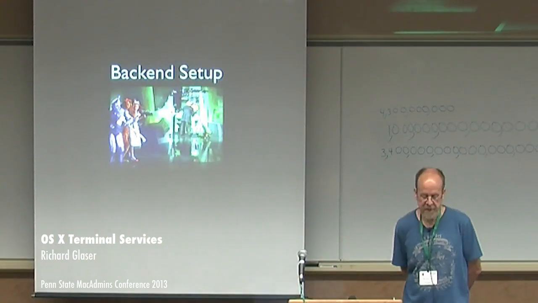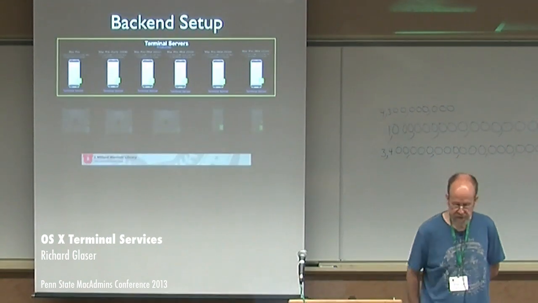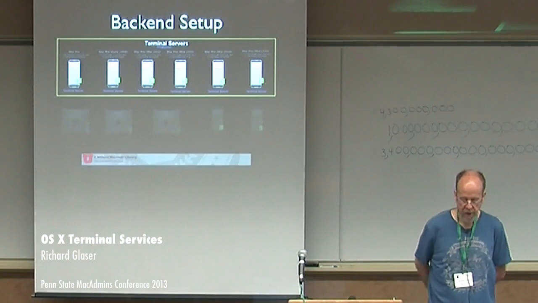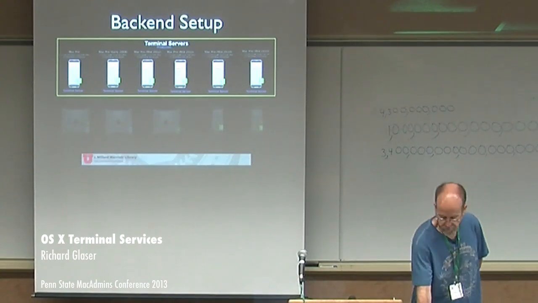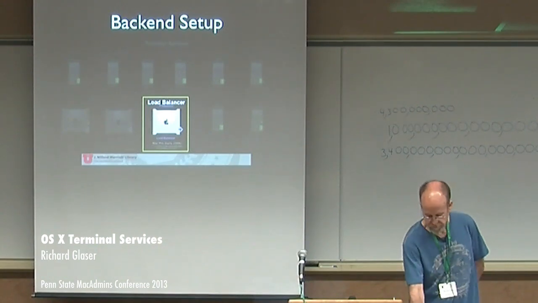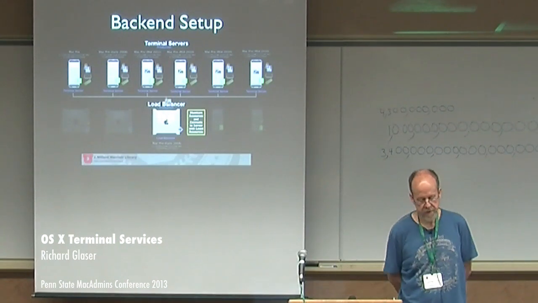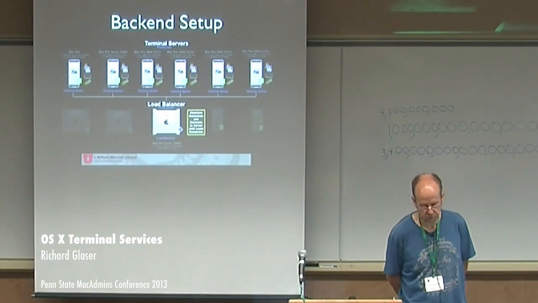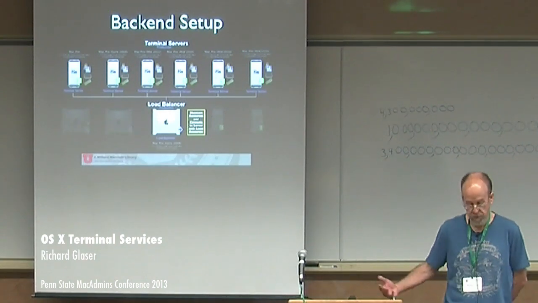Now the back-end hardware setup, and I'll go through this really fast. Basically we have the kernel servers, which are all Power Macs, like I stated, 2008 and 2010 models. We have a load balancer, which is a Power Mac. The load balancer basically monitors all the services on each of the kernel servers and redirects incoming connections to the kernel server with the most available resources.